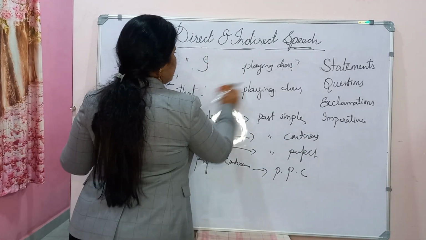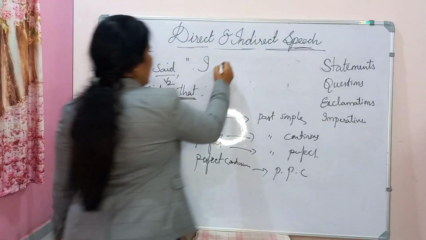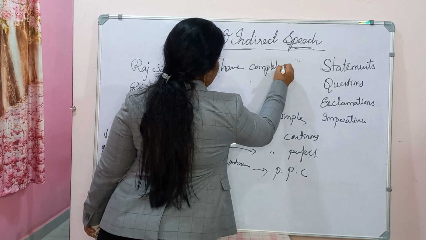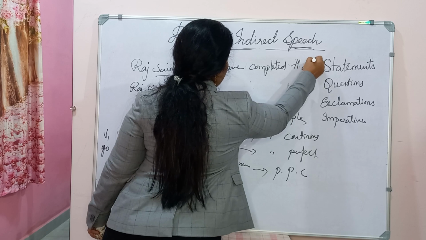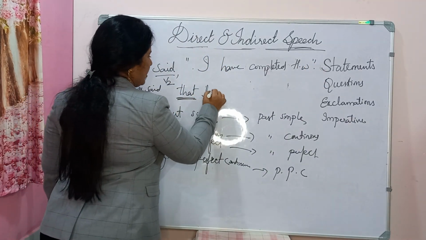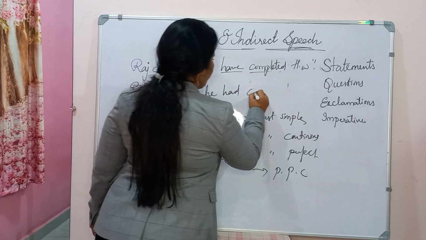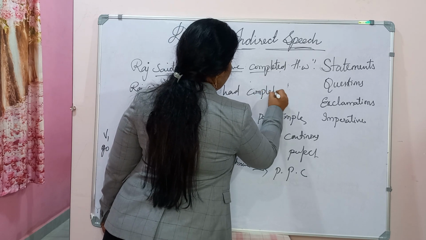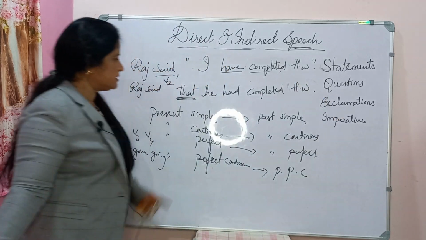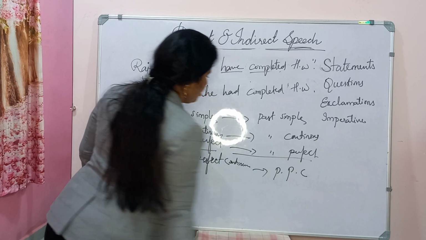Now, Raju said, "I have completed homework." What did he say? So what should it be? Raju said that he, so present perfect into past perfect, he had completed homework. Sorry, no inverted commas. So Raju said that he had completed. So this present perfect has changed into past perfect.